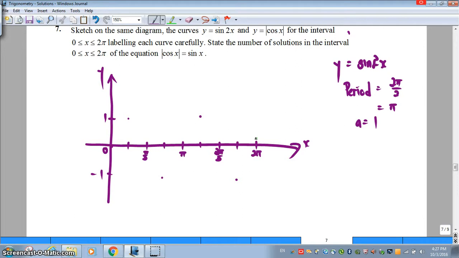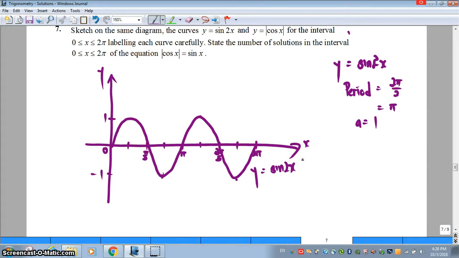After you have dotted all the points you need to plot, please join them together with a smooth curve. Okay, this is my curve. Y is equal to sine 2x.